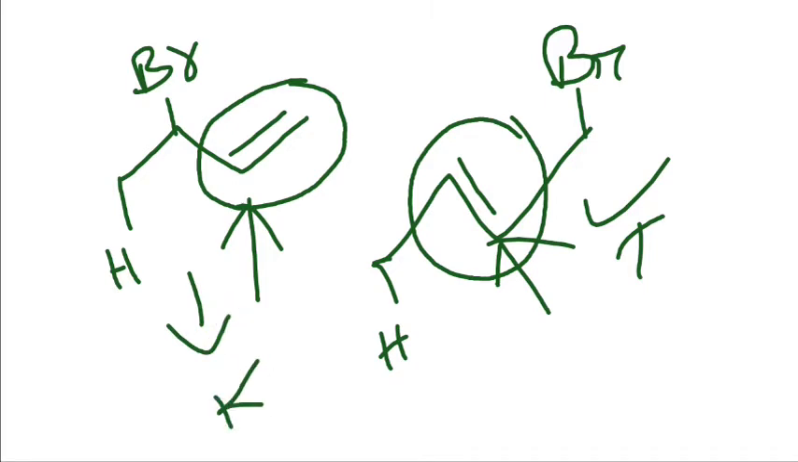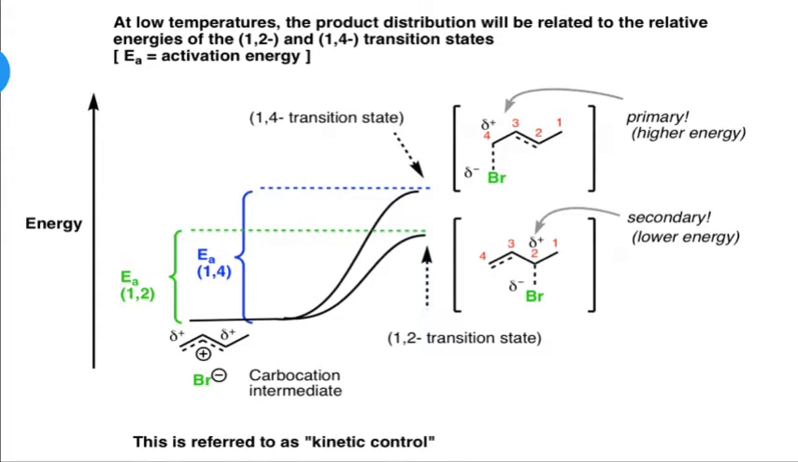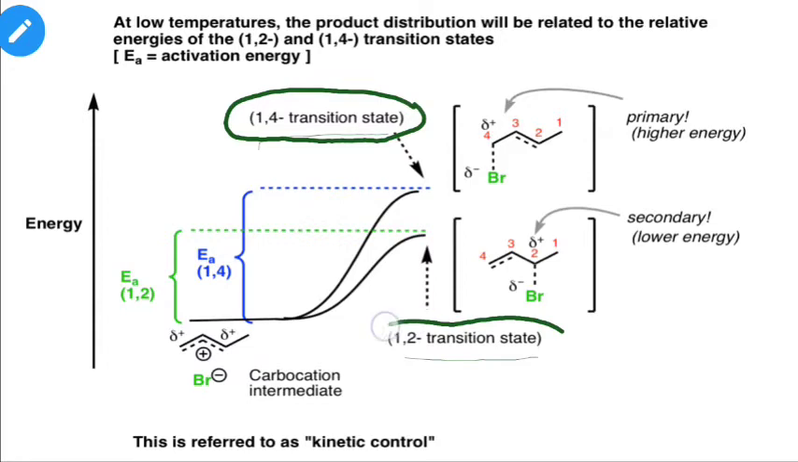So let us see their energy profile diagram. This is the energy profile diagram. You can see that at low temperatures the product distribution will be related to the relative energies of the 1,2 and 1,4 transition states. Ea is the activation energy given here. So you can see this is the 1,2 transition state and this is the 1,4 transition state, right?